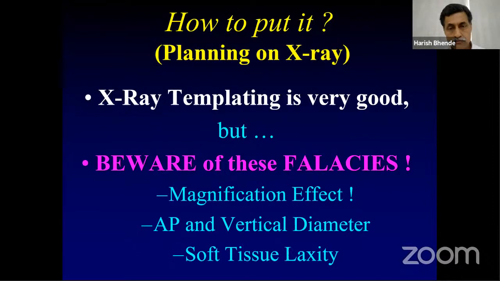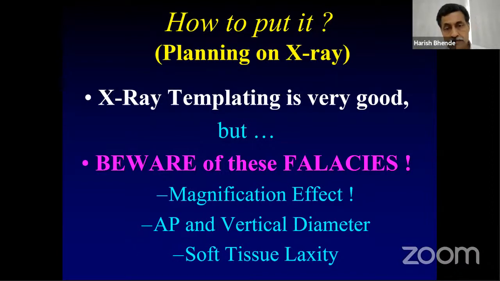So more often than not, you may template for, say, a 50 millimeter cup, and you may end up putting a cup which is maybe 48. And if you keep on reaming to reach 50 or 52, you may end up over reaming either the front or the back wall. So we must realize that templating shows us the vertical diameter, and actually on the table, it is the anteroposterior diameter of the hip which decides which implant size you're going to use.